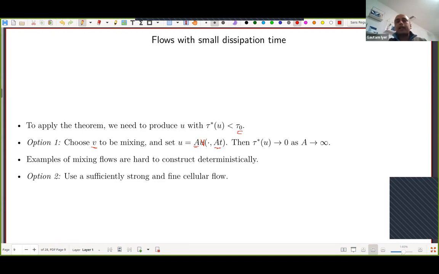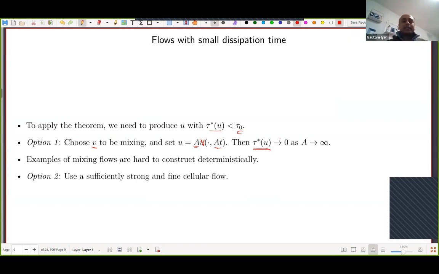Then you can do an immediate calculation from our previous result and say the dissipation time of this velocity field vanishes as the amplitude goes to infinity. So no matter how small you want me to make tau star of u, I can always do it by making A large enough. But the problem with this is that examples of mixing flows are hard to construct. In fact, as we heard before, a smooth time-independent mixing flow on the torus has not yet been found. On the 2-torus, of course, smooth time-independent doesn't exist, but on the 3-torus that's an open question. Even time periodic is an open question.